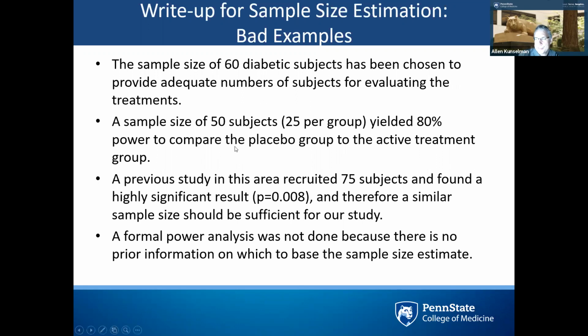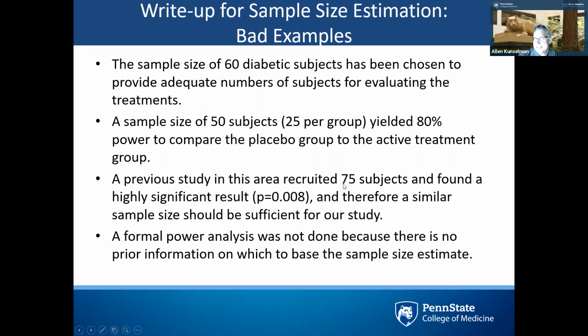Going on to the second one: a sample size of 50 subjects, 25 per group, yielded 80% power to compare the placebo group to the active treatment. Well, this one tells us we need a total of 50 subjects, tells us what the power is, tells us what our two groups are, but what is it missing? Well, it's not telling us what our type 1 error is, and it's not telling us what the primary outcome is or what the effect size is.